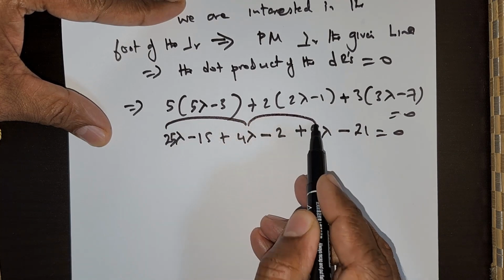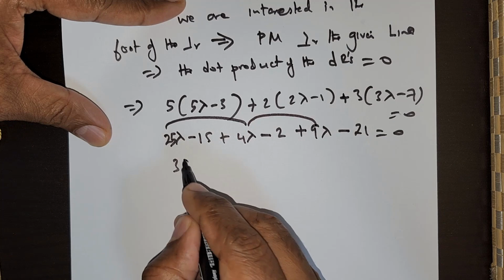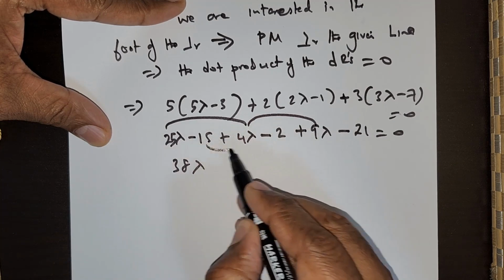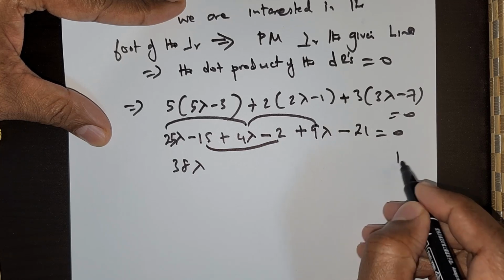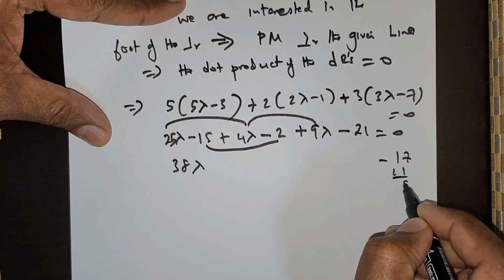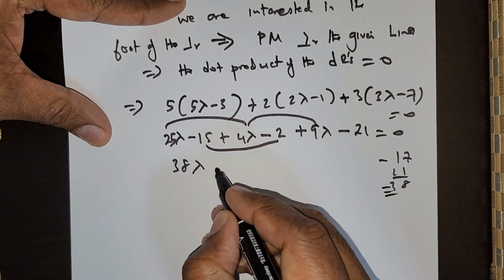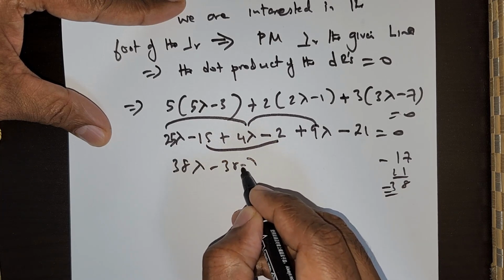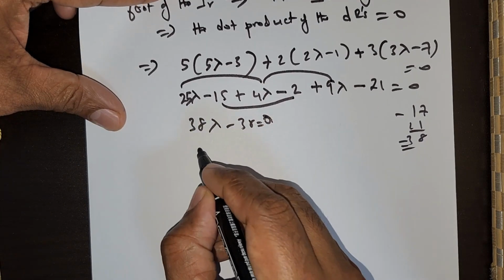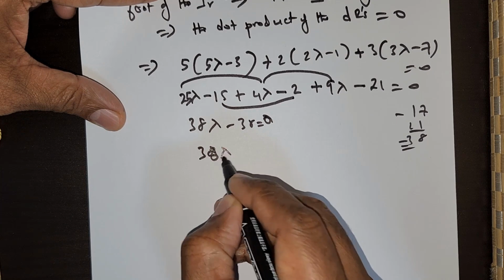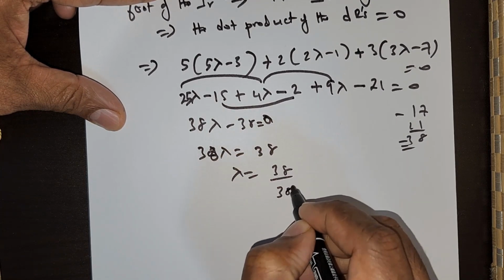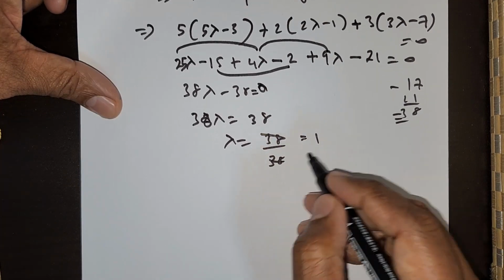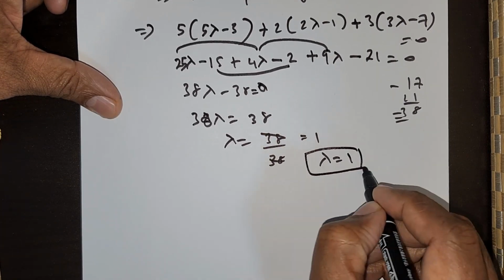Add these together. 25 and 4 is 29, and 9 makes 38λ. Then −15 and −2 is −17, and −21 makes −38. So 38λ − 38 = 0. Therefore 38λ = 38, so λ is equal to 38 divided by 38, which is 1. So λ = 1.